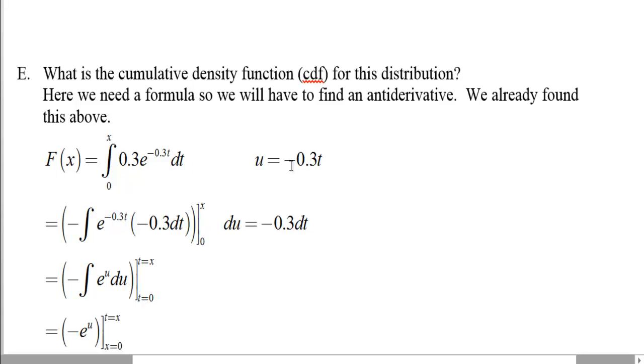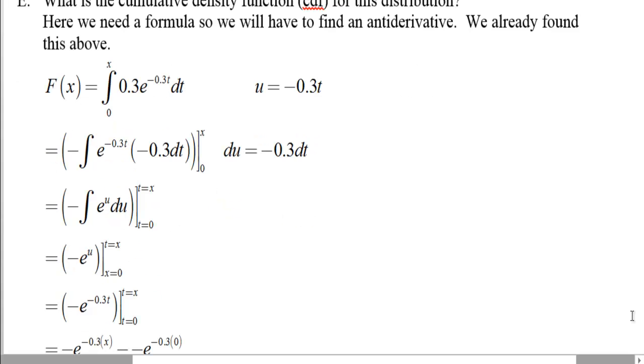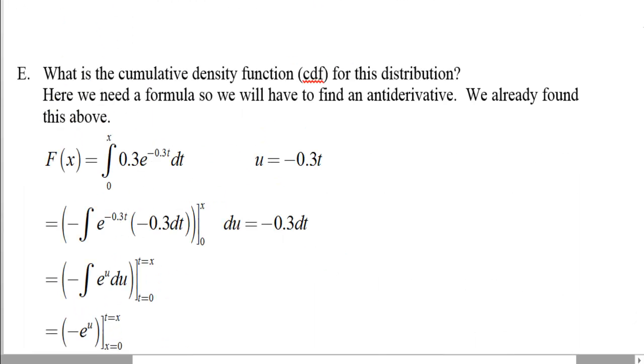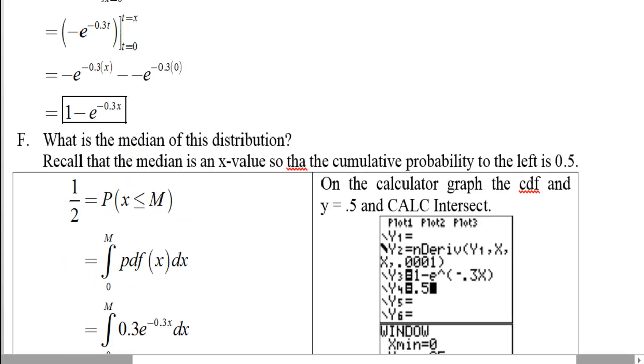Again, it's the same substitution that we did before, same antiderivative. It is e to the u, minus e to the u, but we're evaluating it from 0 to x, so we plug in x here and 0 here. When the dust settles, this is e to the 0, which is 1, those two negatives make positive 1, and then minus e to the negative 0.3x. So there is the CDF graph.